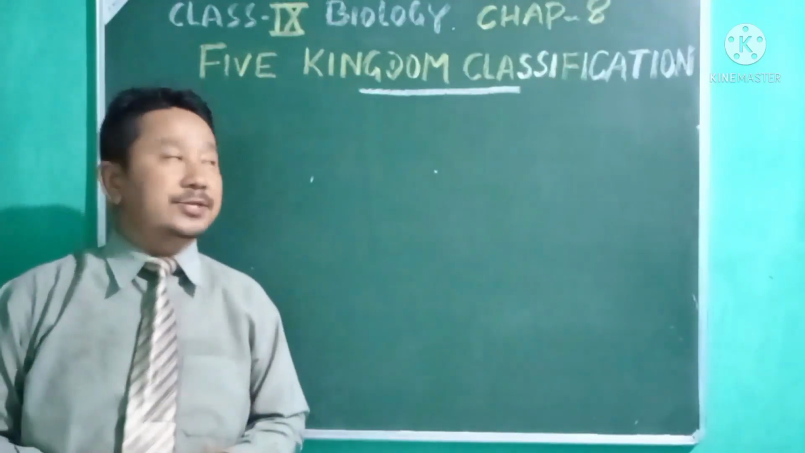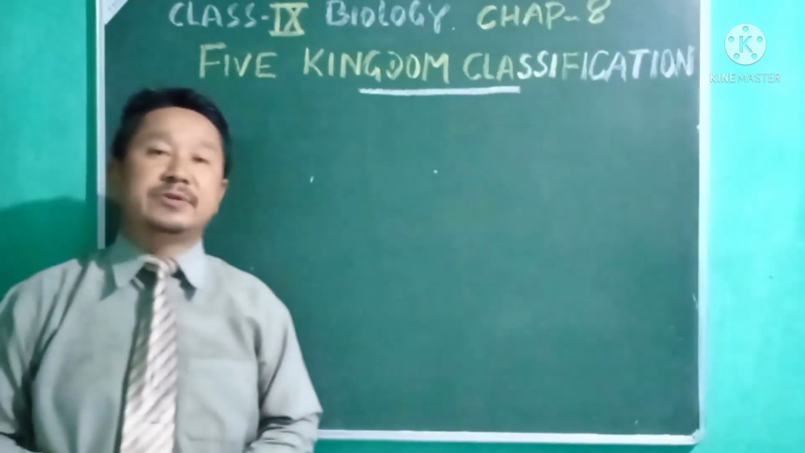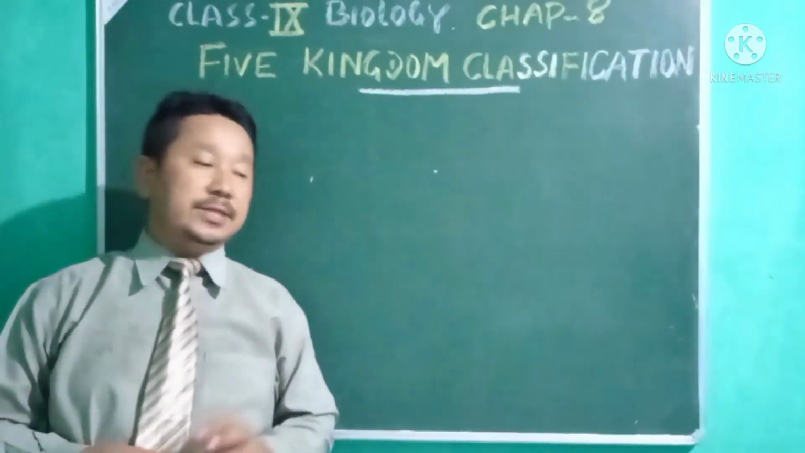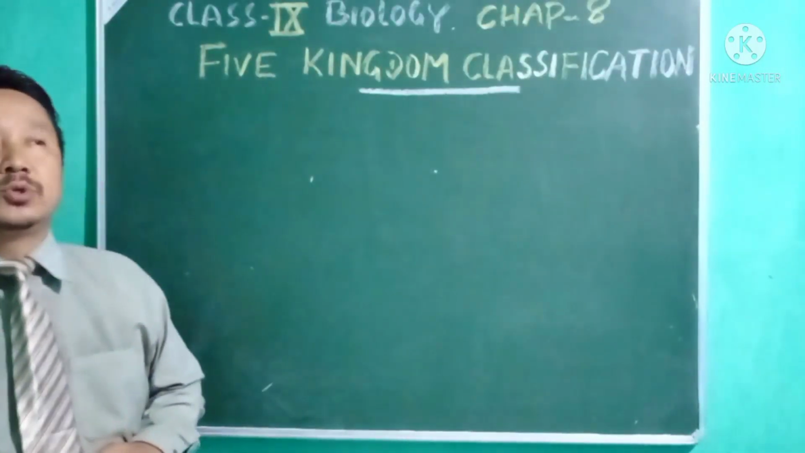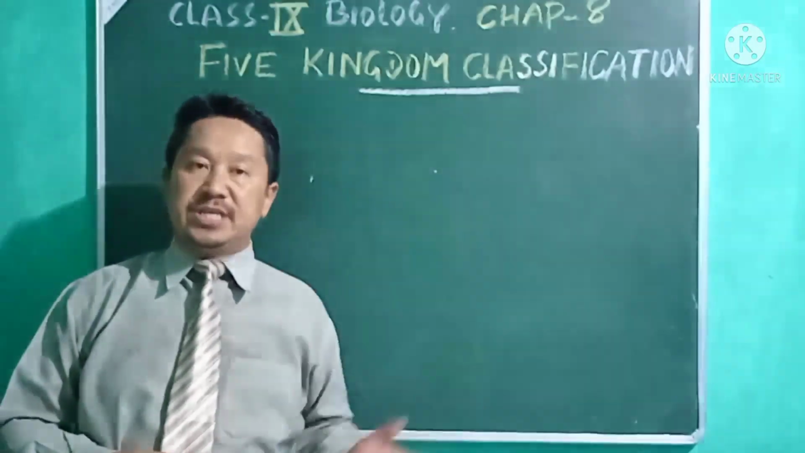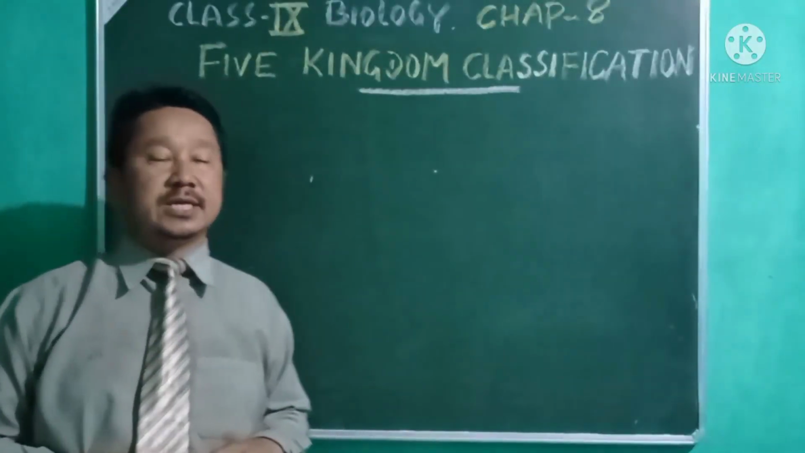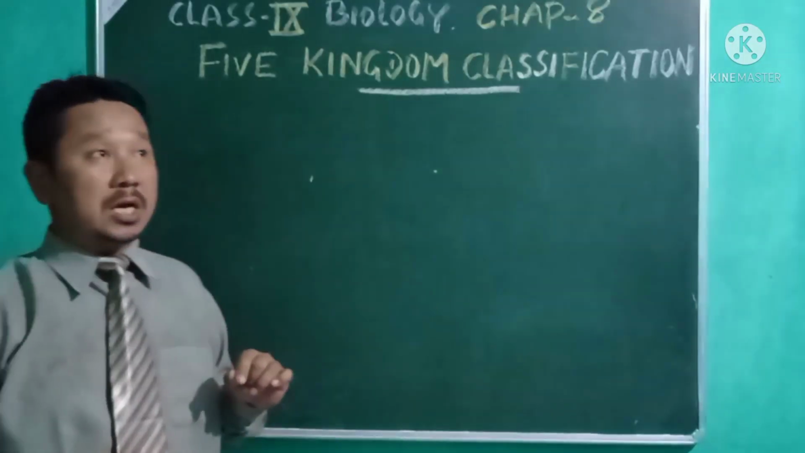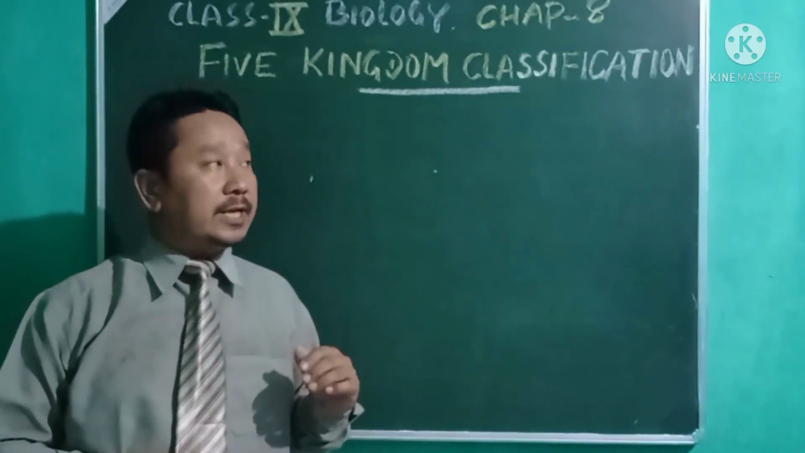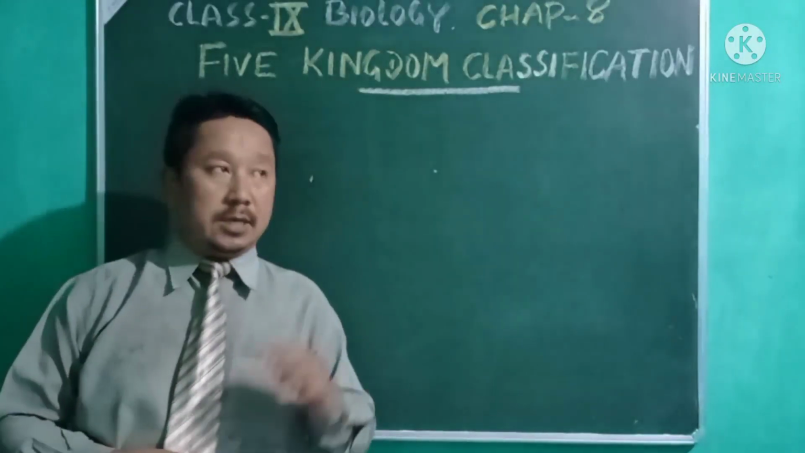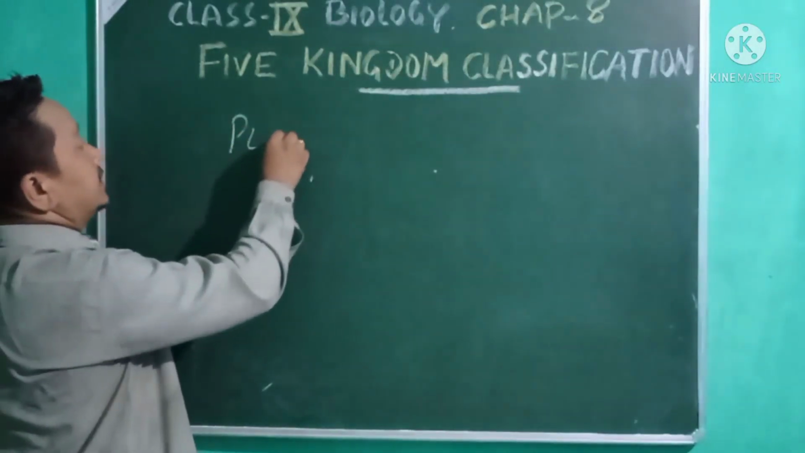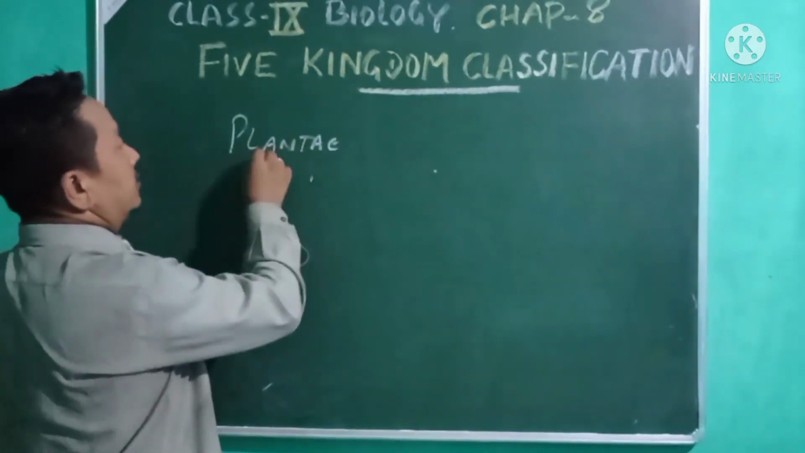Dear class 9 students, let's continue chapter 9, that is 5 kingdom classification. In the last virtual class we did up to the kingdom Protista, Monera and Protista we did. And then in the live session we did up to Fungi. Today let me begin with the kingdom Plantae.